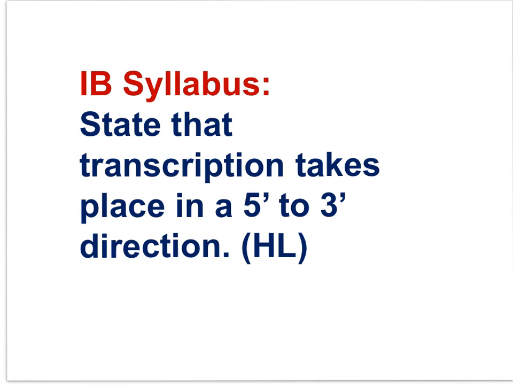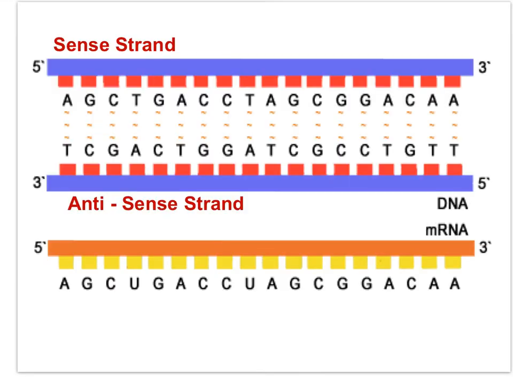As we move forward, we'll be working on this IB syllabus statement. State that transcription takes place in a 5-to-3 direction. And in this diagram, we can see the RNA polymer with the nucleotides in a sequence identified by their bases. You can see the antisense strand of the DNA, which provided the template for the transcription of the complementary RNA base sequence. Lastly, it's important to note that the RNA synthesis took place in a 5-to-3 direction. The RNA molecule was synthesized in this direction using the DNA strand here as the template.